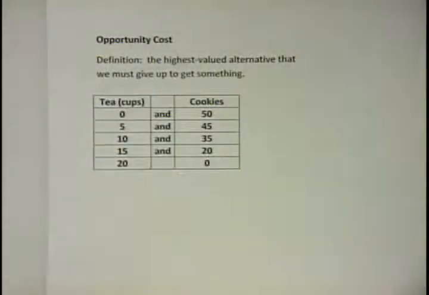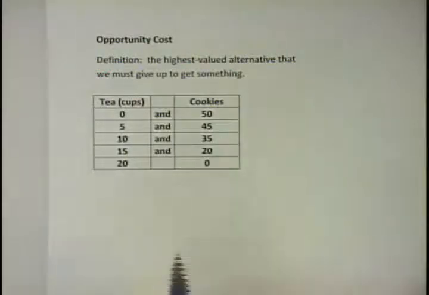For this, we're going to learn about opportunity cost and how to calculate opportunity cost. We learned in Chapter 1 the definition of opportunity cost is the highest valued alternative that we must give up to get something. So it's not the accumulation of all things we have to give up, it's just the next best alternative. So in this scenario, we have two things that we could make, either tea or cookies.